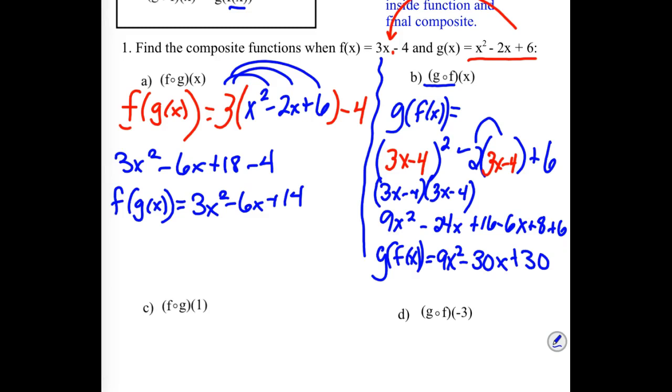Okay, now let's look at our domains. For our first one here, f of g, we look at any domain restrictions on the function that we were dumping in. So are there any restrictions right here on x squared minus 2x plus 6? Do we have square roots or denominators? No. So I could use all real numbers. When I look at my final answer, can I still use all real numbers? Okay, so that's my domain.